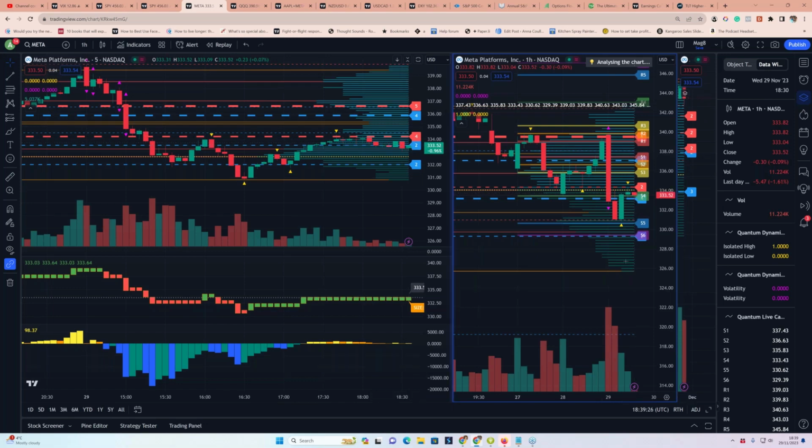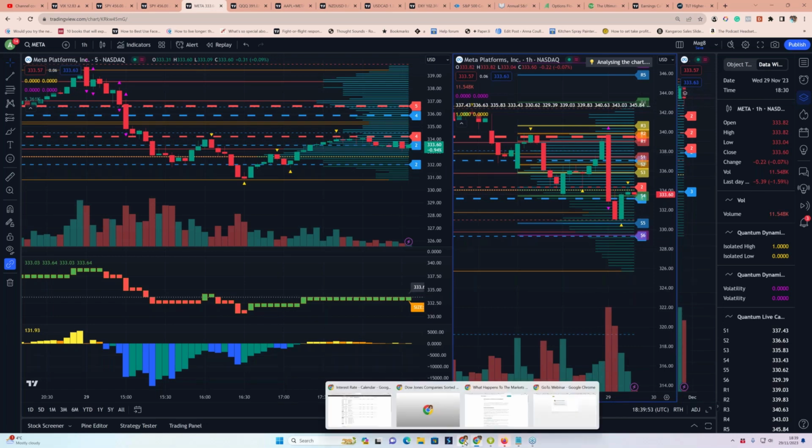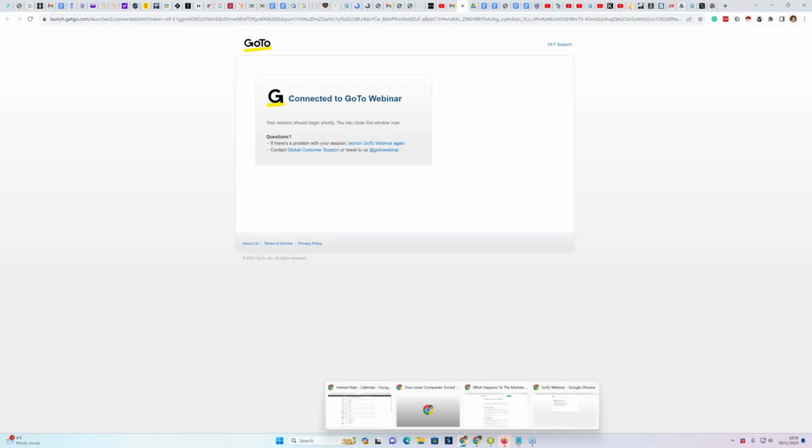So yes, we had this little reversal. Yes, we had the break higher from the volume point of control. We've then hit this resistance, but it also coincides with what we have down here on the volume point of control on the hourly chart. And then we have our Camarilla levels as well. And my final thing about Meta, let's just have a look.